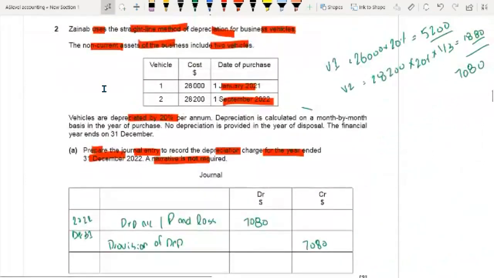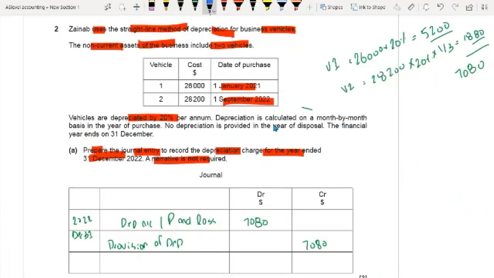Okay, as you can see, we have question number two. In question number two, I have already solved it. Zanab uses the straight line method of depreciation for business vehicles, and non-current assets of the business include two vehicles. So we have two vehicles and their costs are 26,000 and 28,200. This was purchased on 1st January 2021, and this was purchased on 22nd September. Vehicles are depreciated by 20% per annum. Depreciation is calculated on a month by month basis in the year of purchase.